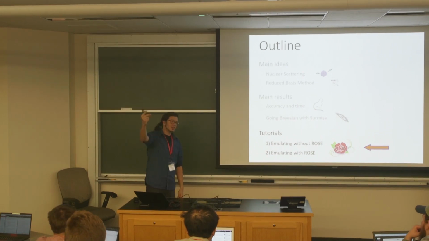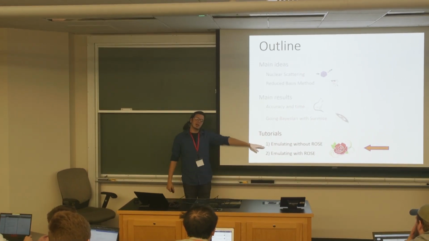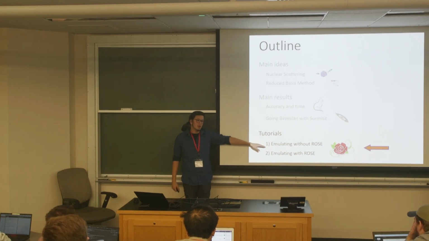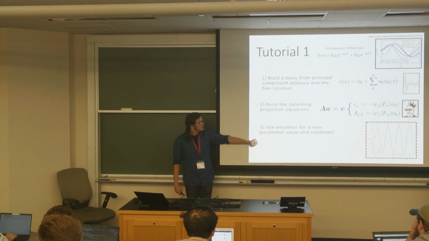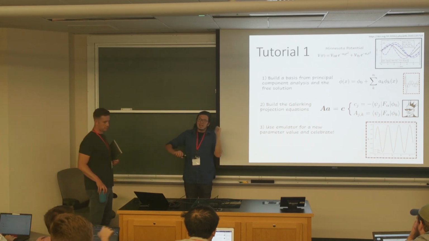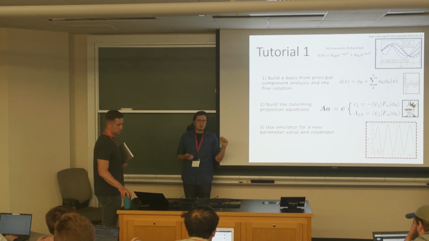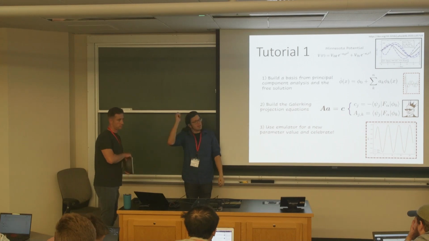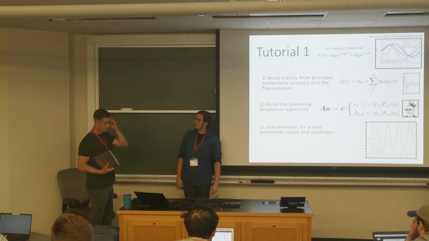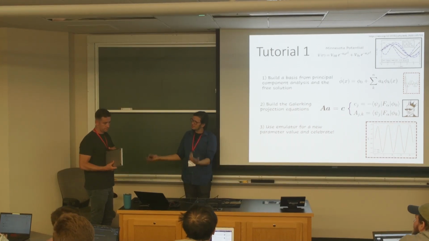We're going to try 2 things. The first one, you're going to build a reduced basis emulator for an affine potential by your own hands. You're not going to use ROSE. So you're going to have to build your basis, build the Galerkin projection equations, and use it to emulate something. And that will take us like half an hour, 20 minutes, we'll see. And after that, you're going to actually use ROSE for a more serious project.